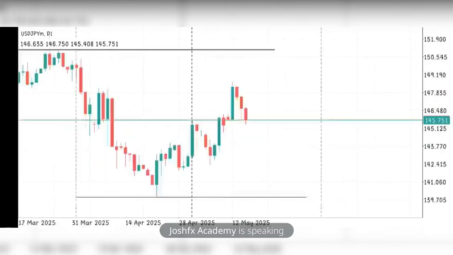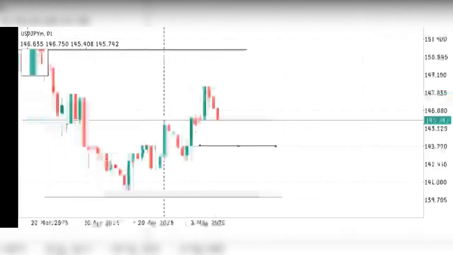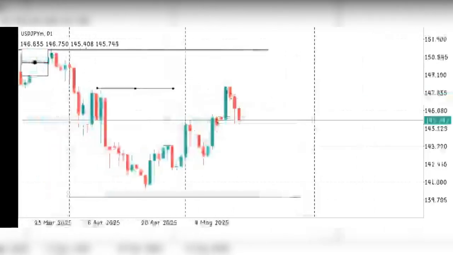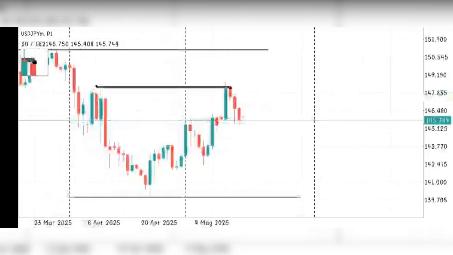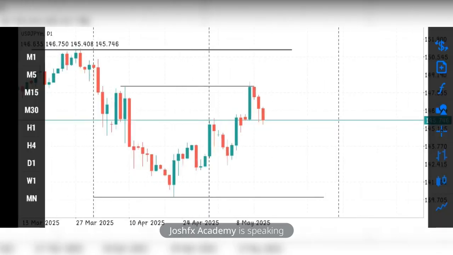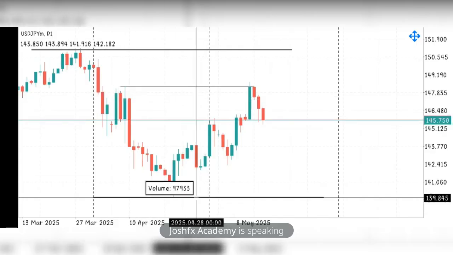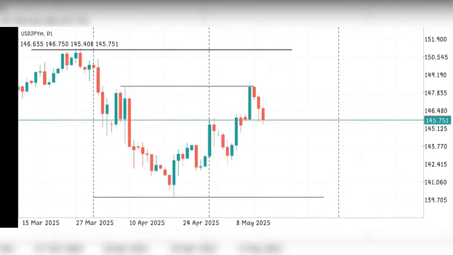So on our daily time frame, we can see liquidity being raided. So this liquidity has been raided. Definitely, buy side raided. We are coming for this sell side. Then let's go to 4 hours time frame.